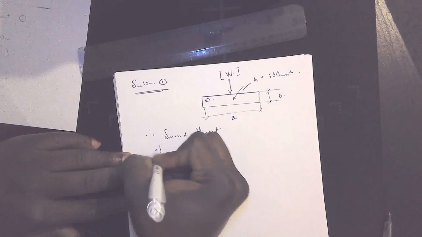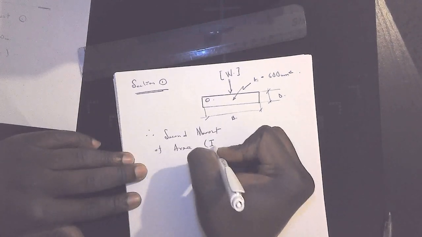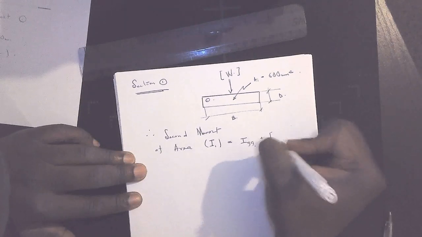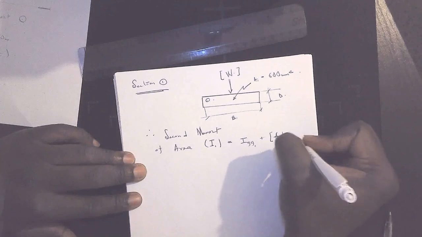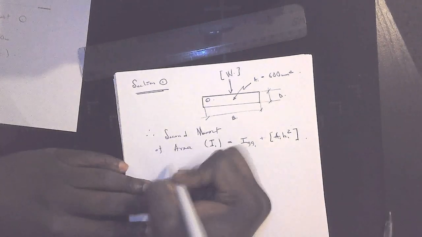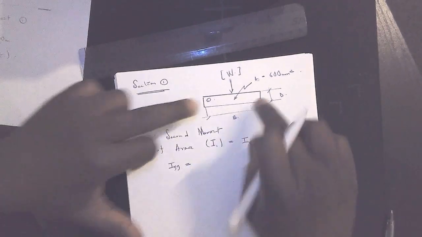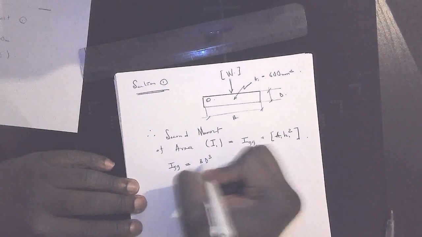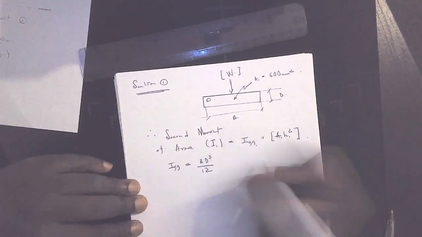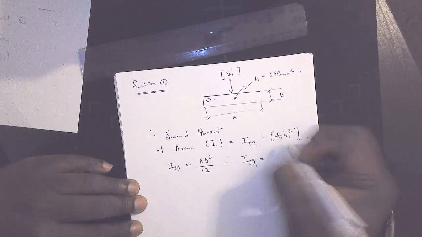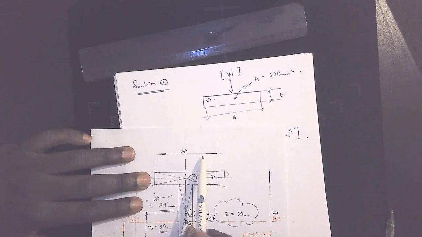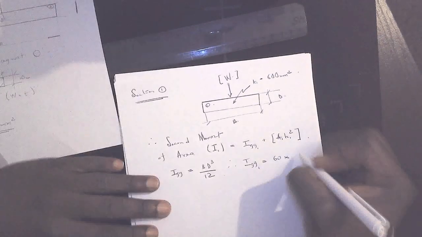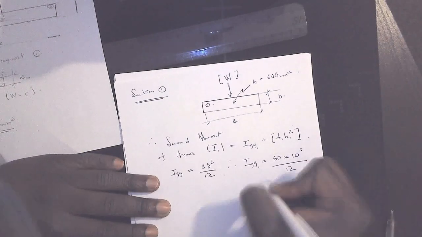So therefore, to calculate the second moment of area for section 1, let's call that I1, it will be equal to IGG1 plus A1 times H1 squared. IGG is basically the second moment of area relating to the form provided. For a rectangle, IGG is equal to B D cubed over 12. Therefore, IGG1 is equal to B, which is 60, times D, which is 10, cubed, all divided by 12.